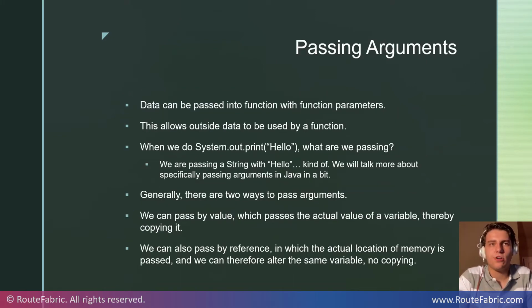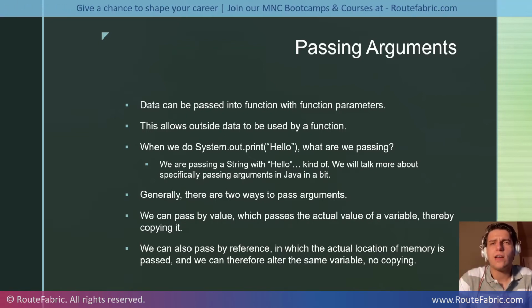All right, so passing arguments. Data can be passed into a function with function parameters. This is very useful because this allows outside data to be used by a function. So let's look at the example, system.out.print, and then a string with hello. What are we actually passing here? We're passing a string with hello, kind of, and we'll talk more about specifically passing arguments in Java in a bit, because there is a little bit more to it than that. When we pass hello, we're not actually passing a string object. I'll explain it in a little bit.